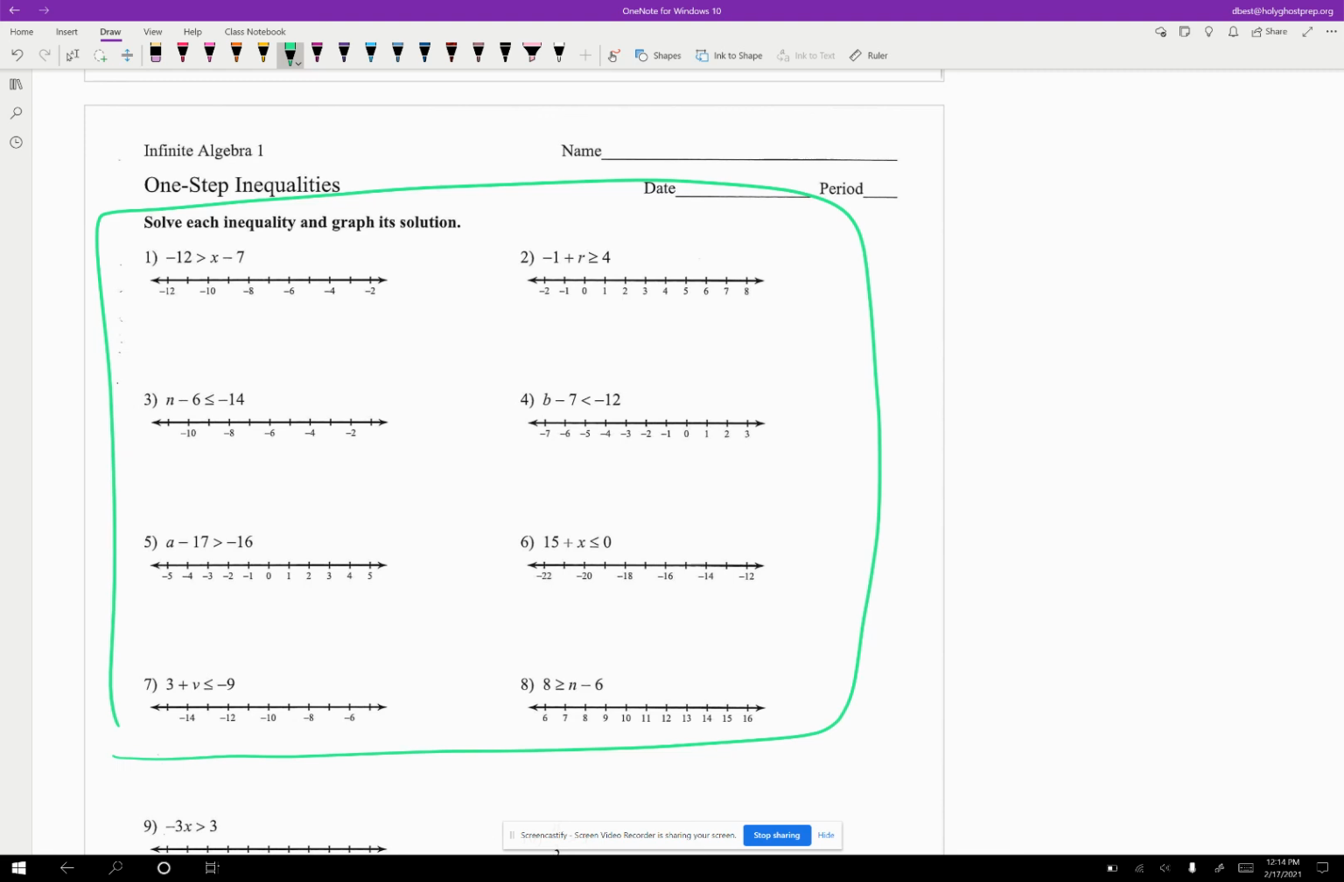But again, these are all just one-step inequalities, solving just like equations.